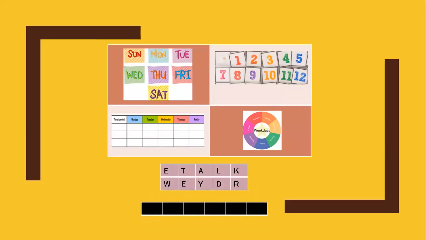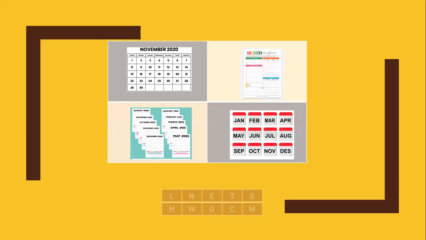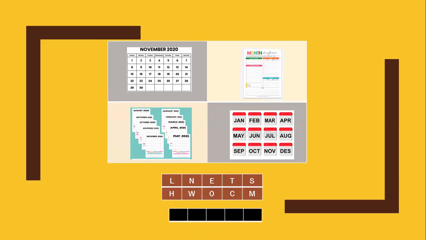Pause. And the answer is weekly. As you can see in the picture, you have Monday to Sunday or Sunday to Saturday, and that's a week. And in the other picture, you have Monday to Friday, so that's weekly. Let's have another one. Pause. And the answer is month.